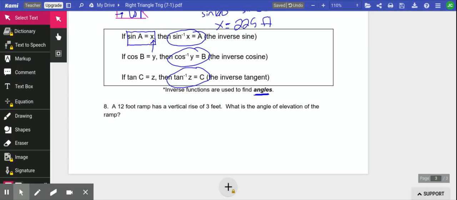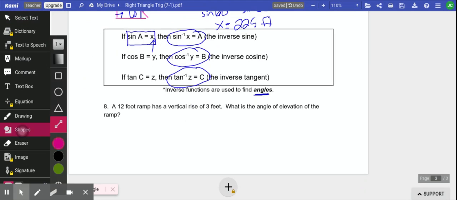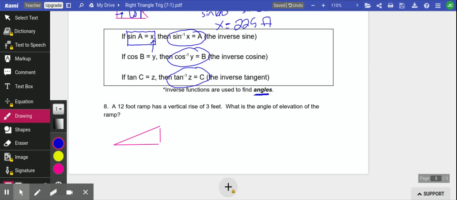All right, so a 12-foot ramp has a vertical rise of 3 feet. What is the angle of elevation? So we have a ramp, it goes up 3 feet, so it looks something like that. Pretend those all connect. The ramp is 12 feet. It's going up vertically of 3, and they want us to find that angle. I'm going to call it angle A.